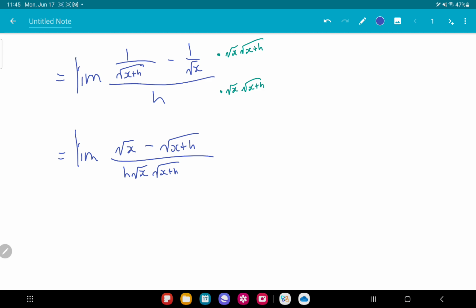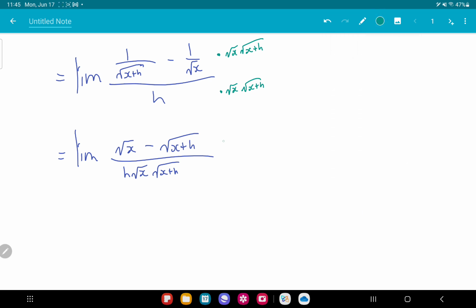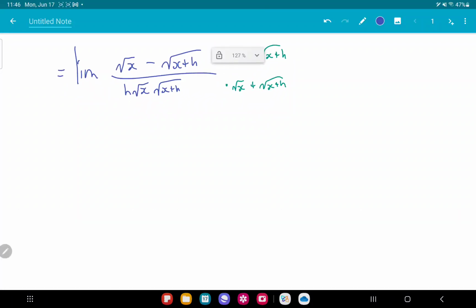Okay, now we'll do a rationalization of the numerator. So again, multiply top and bottom by the same thing, which is the conjugate of the numerator. And this will make us happy, permanently. Oh, maybe not permanently. So we get root x minus root x plus h. Oh, I think I did something wrong.